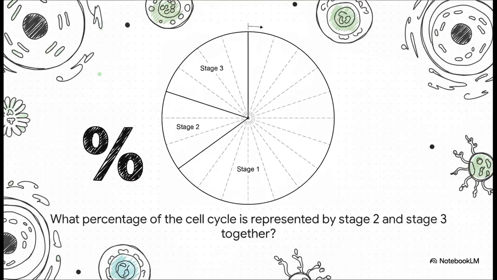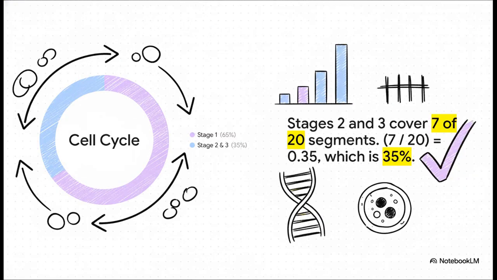Next up, we need to interpret some data from this diagram. The whole circle represents 1 cell cycle, and they want to know what percentage of time is taken up by stages 2 and 3 combined. So let's have a look at the diagram and do a little counting. If you look at the chart, the whole circle is split into 20 segments. Stage 2 takes up 2 of those segments, and stage 3 takes up 5. So together, that's 7 segments out of a total of 20. And 7 divided by 20 is 0.35. Multiply that by 100, and there's your answer, 35%.